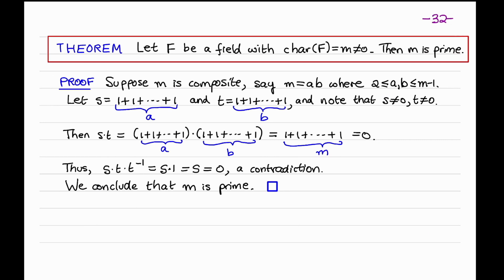I noted that T is non-zero, so T has an inverse. Multiplying both sides of the equation by T inverse gives us that S times T inverse, which is just S, equals 0. But this contradicts our observation that S is non-zero. And so we conclude by contradiction that m is prime, and that proves the theorem.